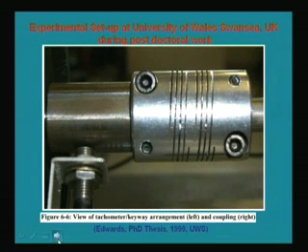This is the close view of this coupling. There is a spiral cut in this particular aluminum block, so it gives torsional flexibility. When the motor is rotating the rotor, if there is some disturbance in the motor, due to this torsional flexibility, it will not transmit to the rotor. So these cuts are spiral in nature.